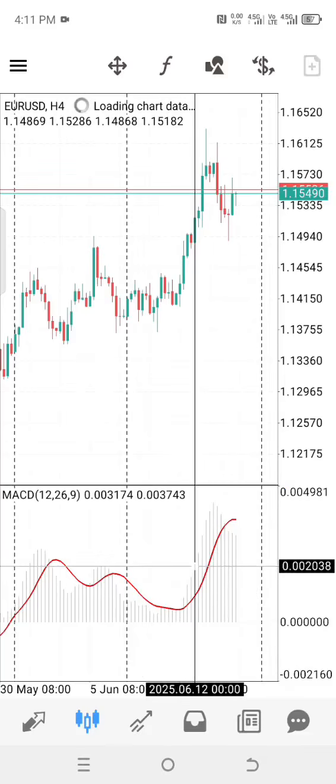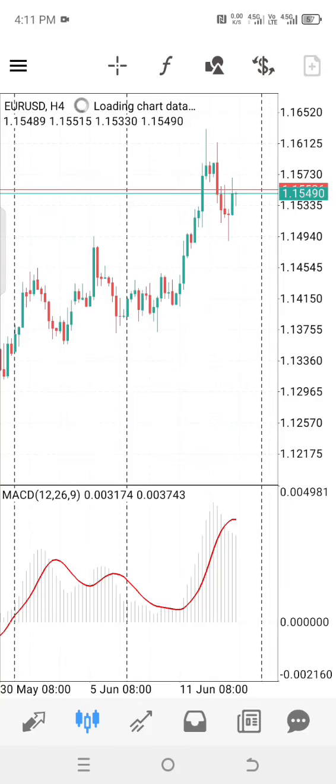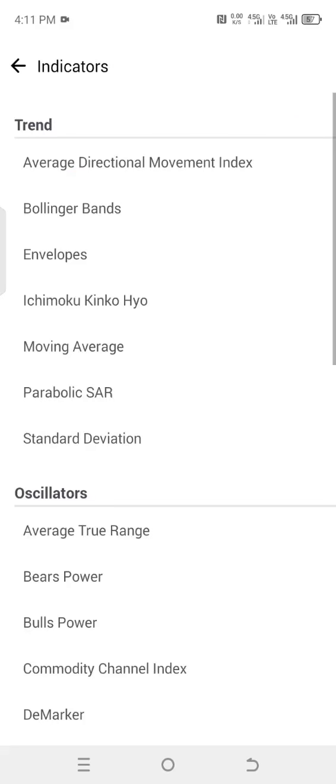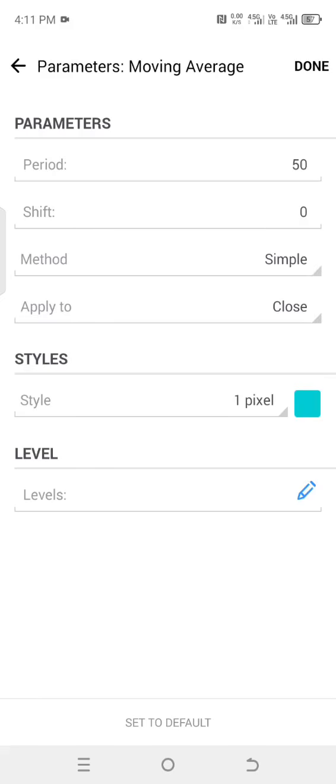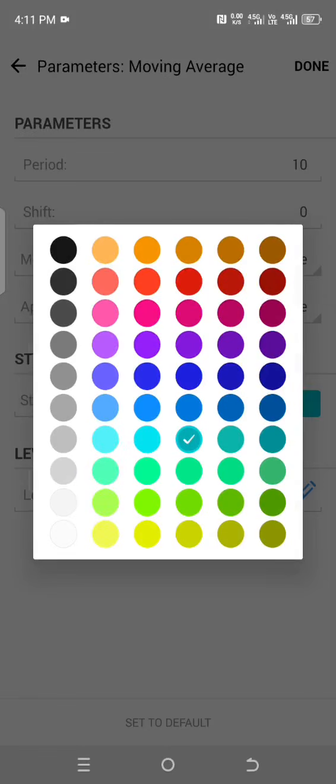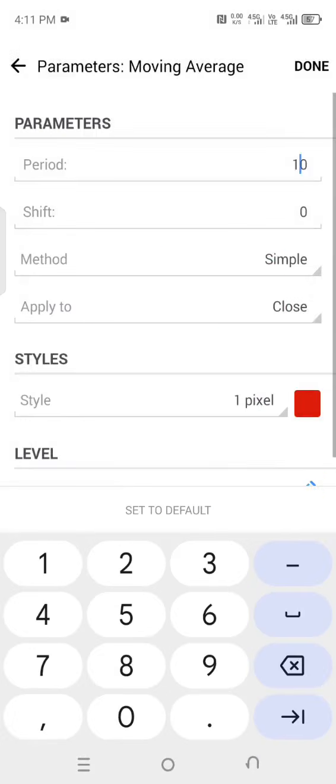Please take note. Okay, so I'm going to straight away add another indicator, which is a moving average. Now I'm going to add a simple moving average. I'll be working with moving average 10 first of all. So moving average 10, then shift 0, method simple, apply to close, pixel I'm using 1, and I'm going to be using a red color for that.